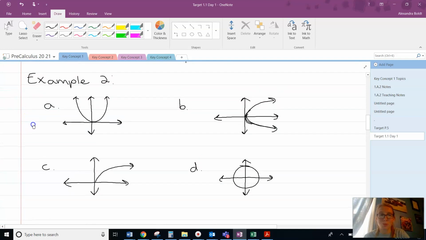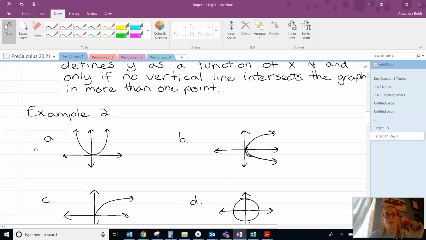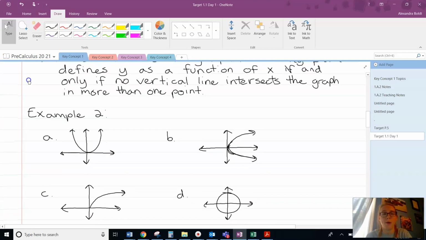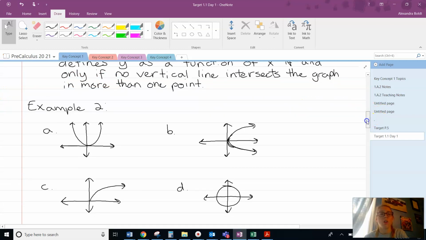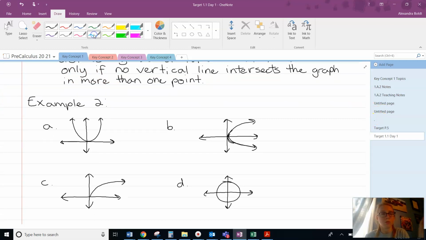No matter where I choose to put a vertical line, I will only pass the graph once. And if it passes the graph once, then it's a function. So for example, if we look at this first one, I can put in a whole bunch of vertical lines. Each of them only passes through that parabola once. Okay? So I would say yes, this is a function.